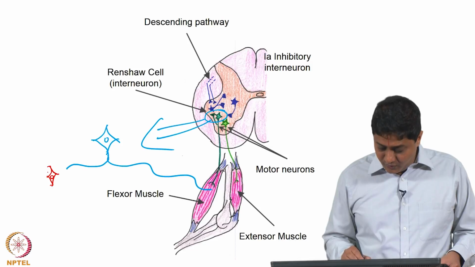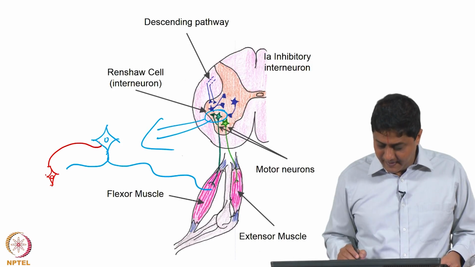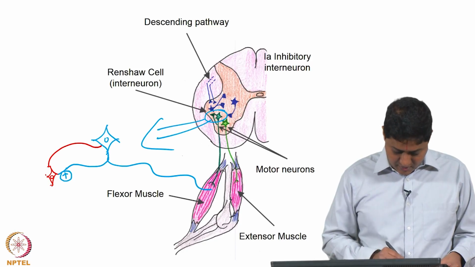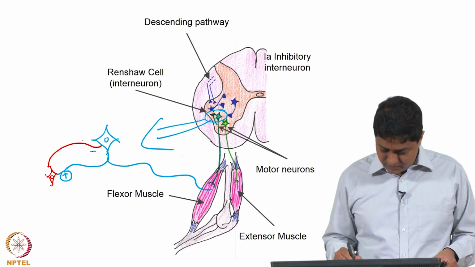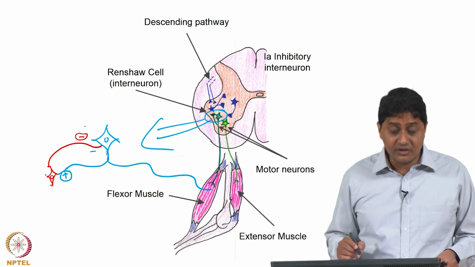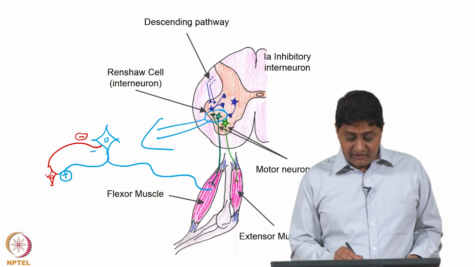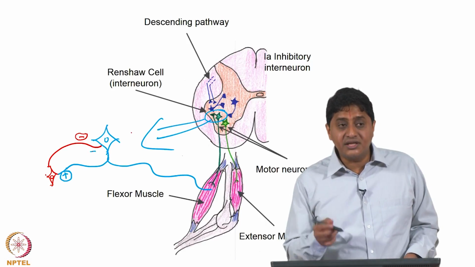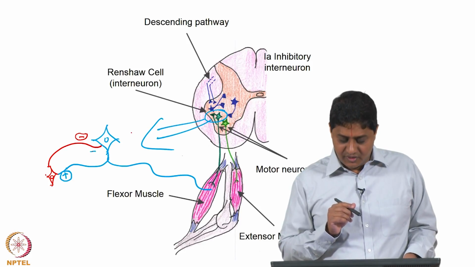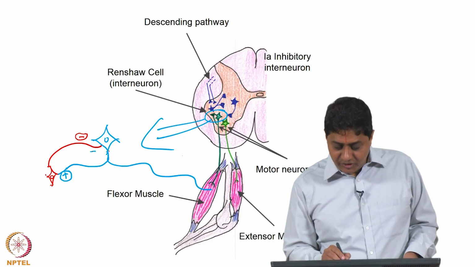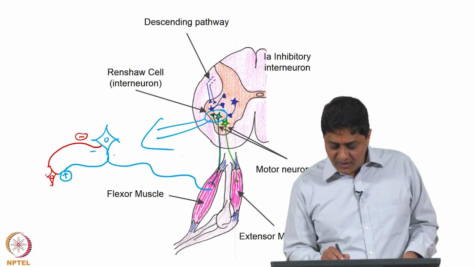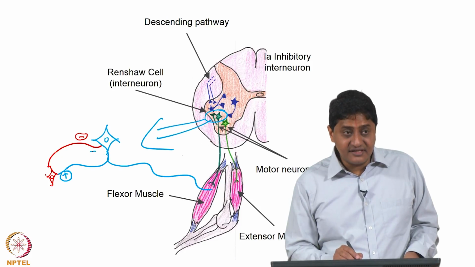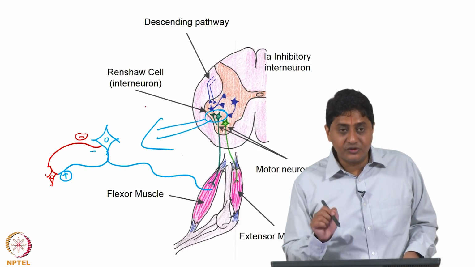Which inhibits itself. This is a plus and that is a minus. In other words, this motor neuron activates this interneuron, which inhibits the motor neuron that activated it. What does this mean? Whenever this motor neuron is activating the muscle, it activates an interneuron that inhibits the motor neuron that activated it.